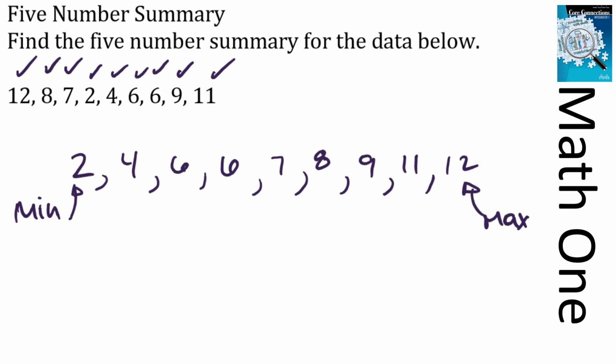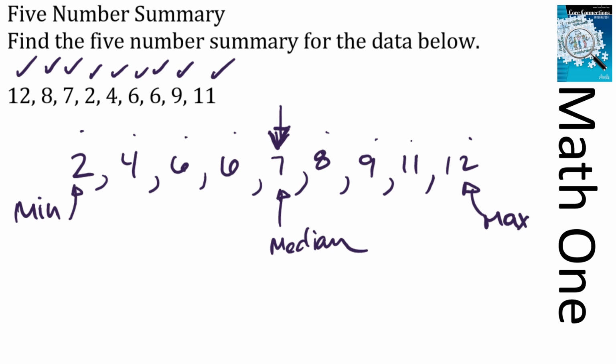Now, as I count in, I think there's 1, 2, 3, 4, 5, 6, 7, 8. There's 9 values here, so there's 4, and then this is our center value. 1, 2, 3, 4, center value, and then 1, 2, 3, 4. So our center value is the median of the data set, and our median is the number 7.